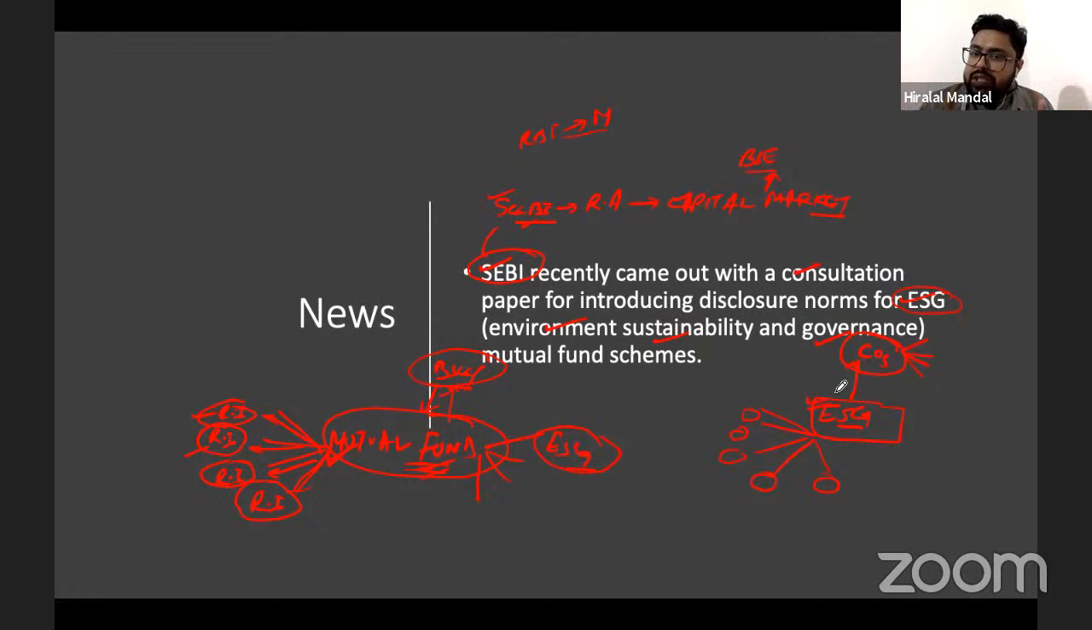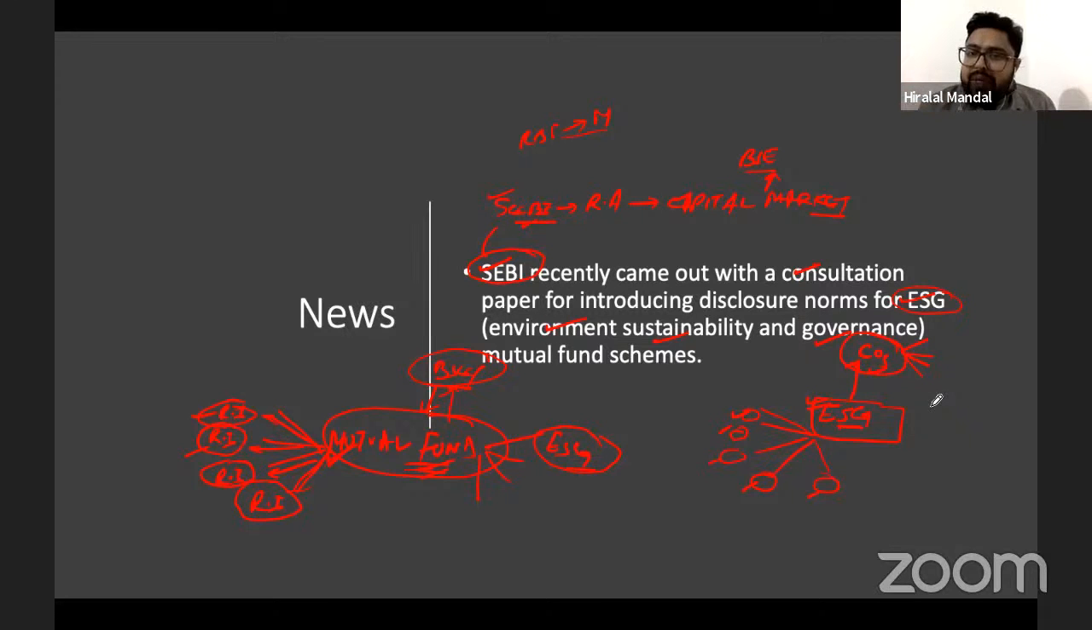Got that point? So what is an ESG fund? An ESG fund is a fund created by pooling the resources from various retail investors, and in turn makes investment in the companies which are promoting environment, sustainability, and governance in the country. Now, what are those companies? Just try to understand the dynamics. These companies will generally be those which are engaged in creating sustainable resources, creating renewable resources in the country.